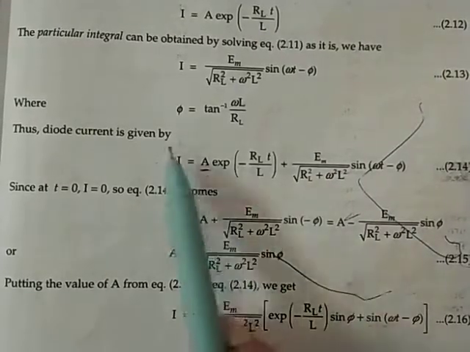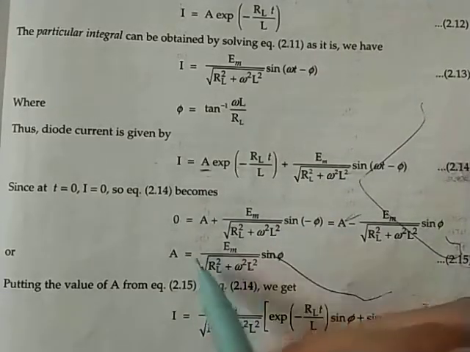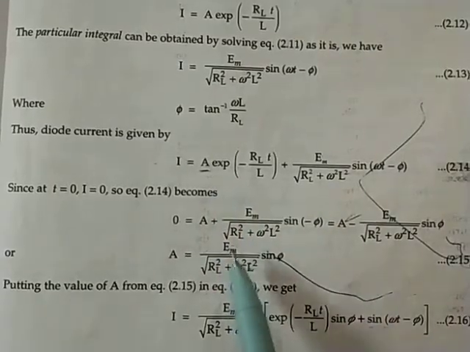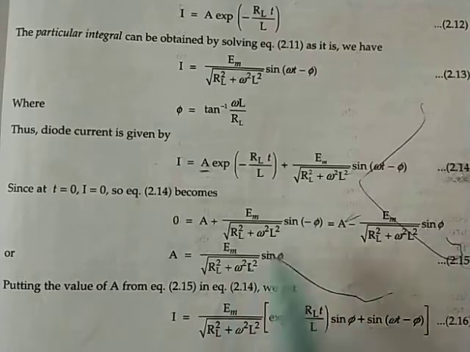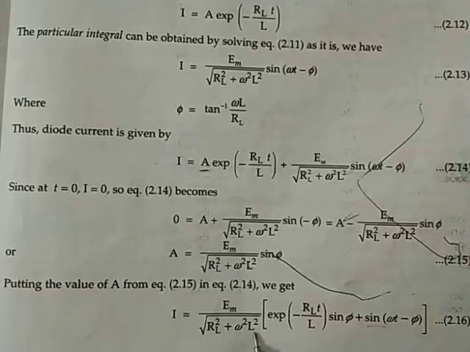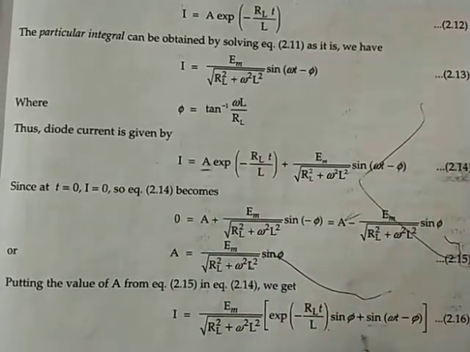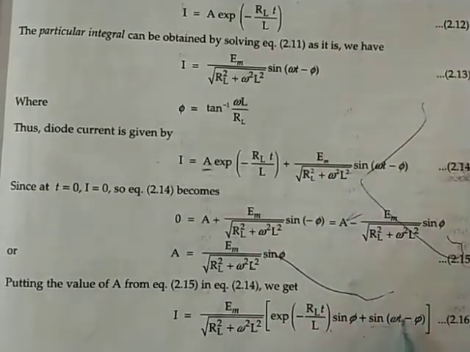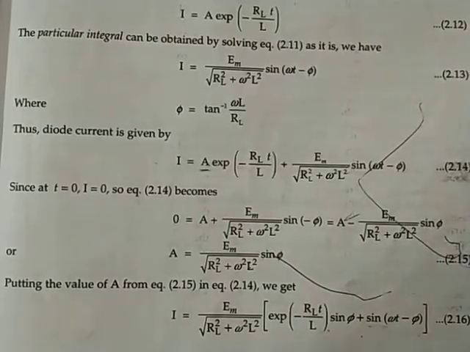We were finding the complete solution, so we will fill this value of A in this equation, and I will have Em upon root of R square plus omega square L square, because this part is common in both functions. I take this part common, and I am left with this exponential function along with this sine phi, and the other sine term. So I have the complete solution of I as this equation 2.16.